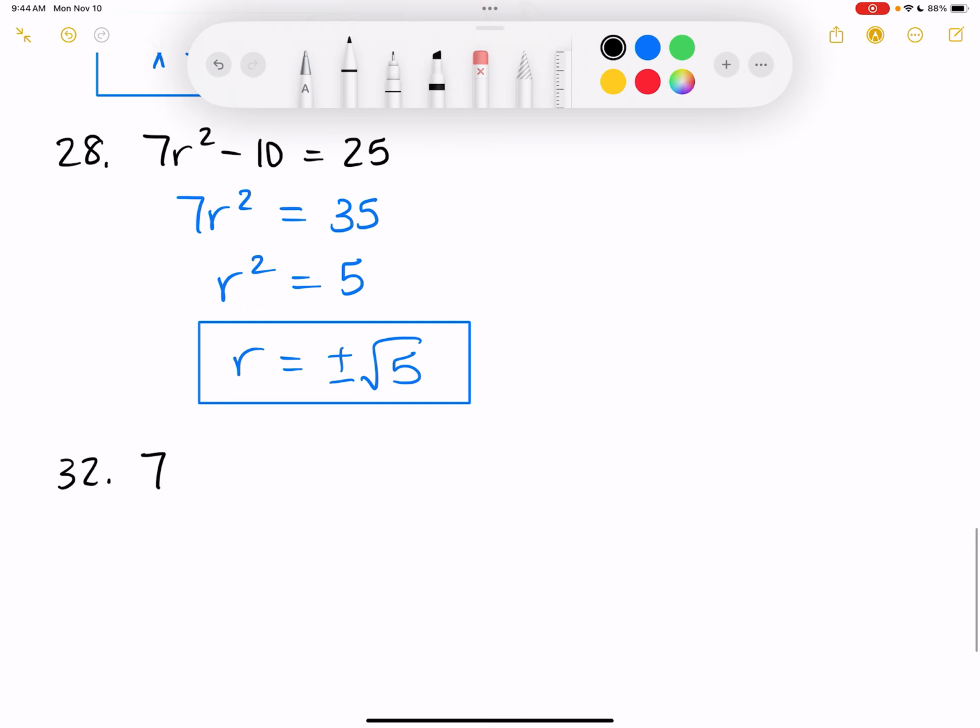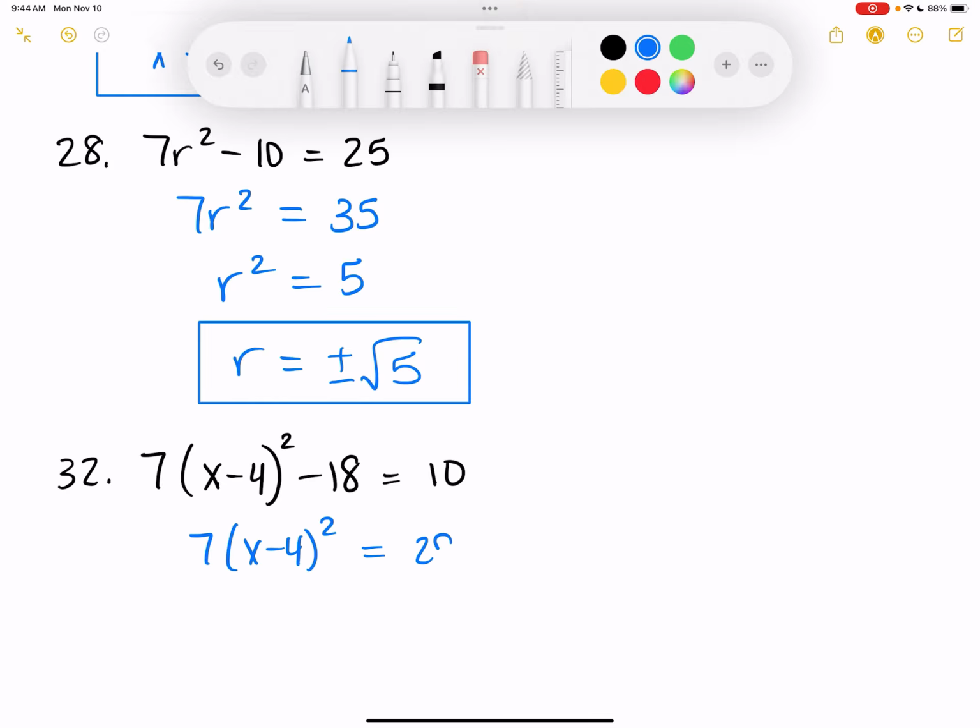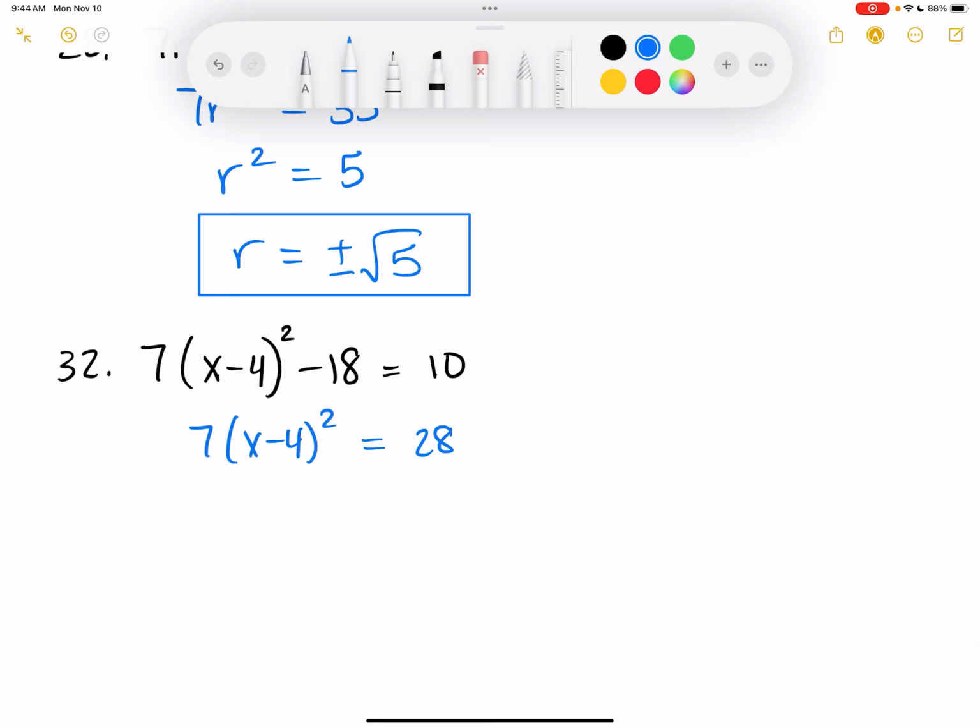All right, last one, 32. 7 times x minus 4 squared minus 18 equals 10. Okay, so you gotta foil this? No, don't do that. Absolutely not ever. Okay then, plus 18. So I've got 7 times x minus 4 squared equals 28. Now what? Divide by 7. x minus 4 squared equals 4. Now what?